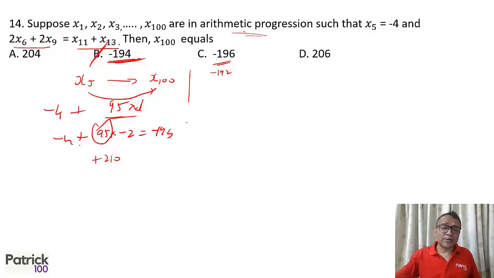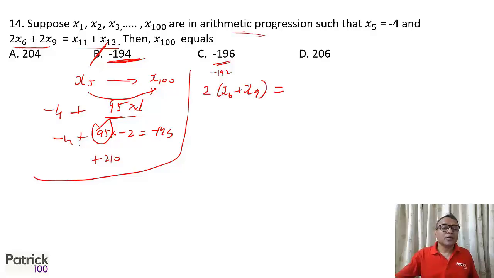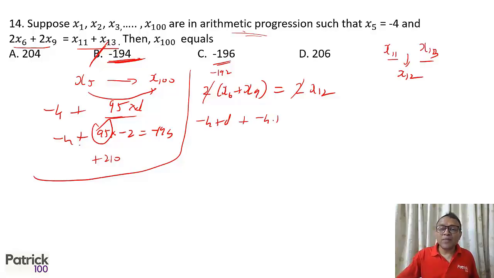Okay, if you want to calculate, if I look at twice x6 plus x9 here. Now, the average of x11 and x13 is the middle number 12. In arithmetic progression, the middle number is the average. So x11 plus x13 is also nothing but twice x12. So 2 gets cancelled. Now x5 is -4, so x6 will be -4 plus d. You have to add 1 d to go from x5 to x6. Same way, x9 will be -4 plus 4d, because when you go from x5 to x9, you have to add 4d.